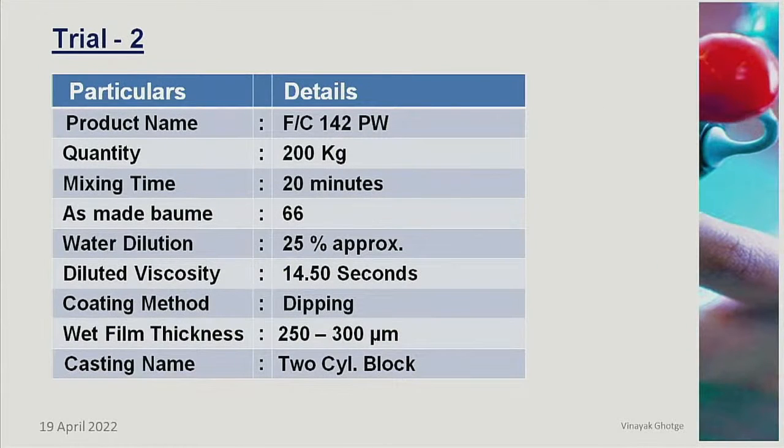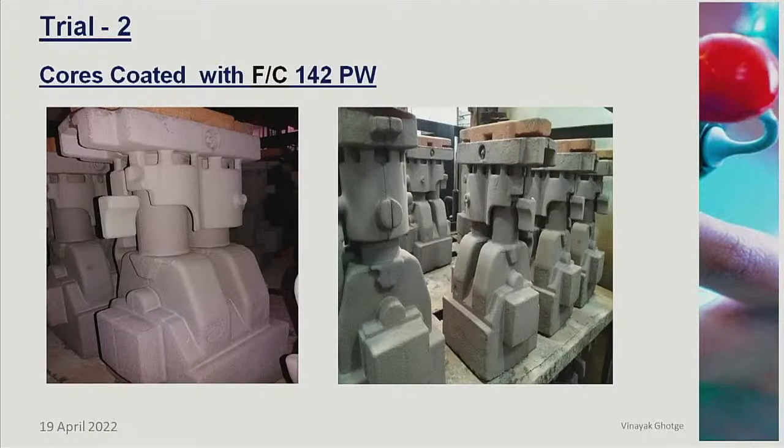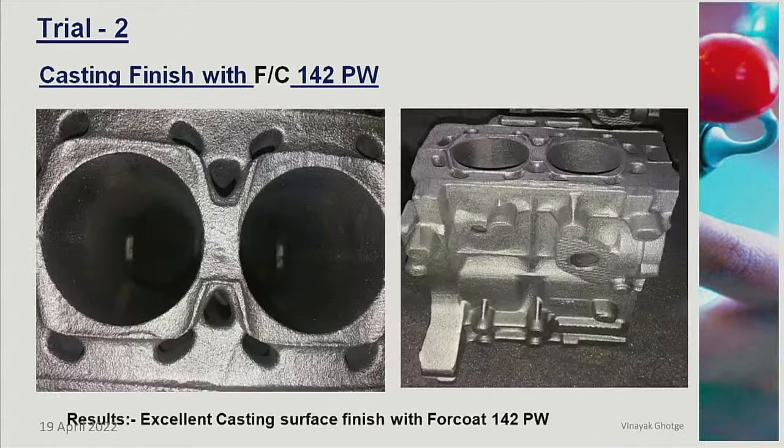The second trial we have taken is again on a critical casting. It's a water jacketed 2-cylinder block, and here also the coating is applied by the dipping process. Viscosity is around 14.5 seconds, and these are the cores which are dipped using the product, and this is the casting finish we have got.